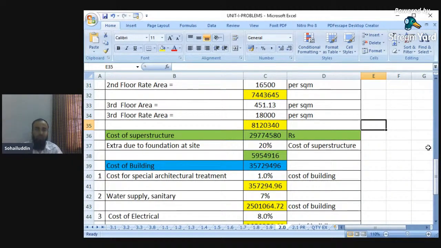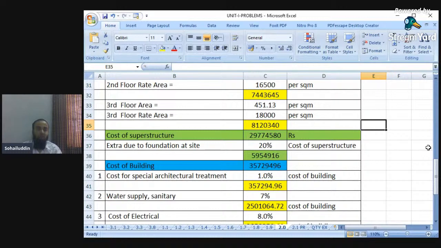So in this problem, we have calculated the plinth area rate of different floors. The plinth area rate is given different, and its cost is also different. So plinth area rate and cost both are different for every floor, and we have calculated this. Now the total cost of superstructure, from ground plus 1 plus 2 plus 3, that is a 4-story building, G plus 3, is 29,774,580.